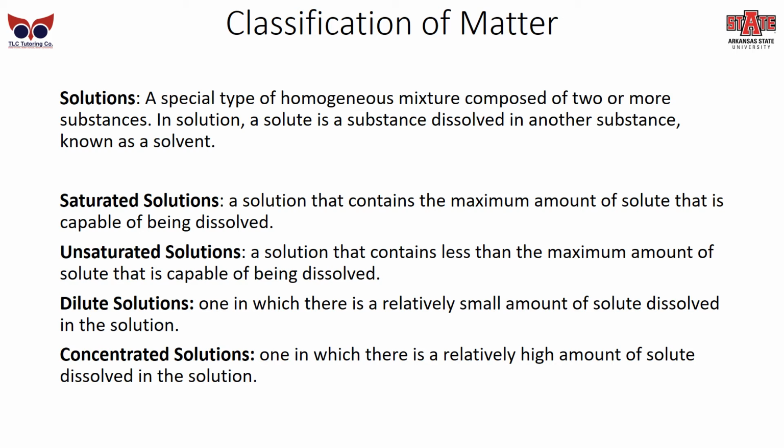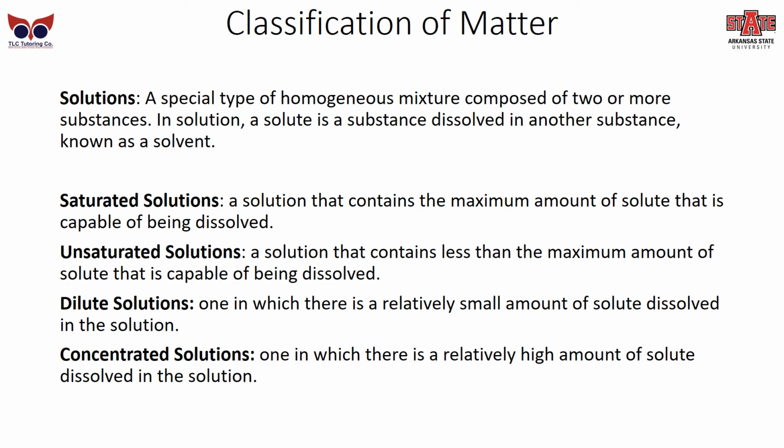Furthermore, there are solutions, which are a special type of homogeneous mixture composed of two or more substances. Now, in a solution, you have a solute. That's a substance that is dissolved into another substance known as the solvent. My go-to example for this is adding sugar to sweet tea. The tea is the solvent and it absorbs the sugar, the solute. Because it fully suspends and they become just one thing, we call that a solution.